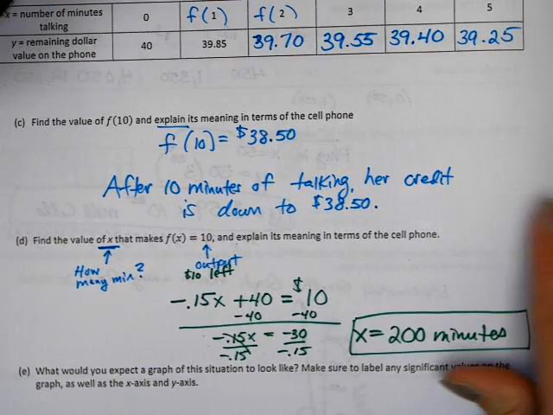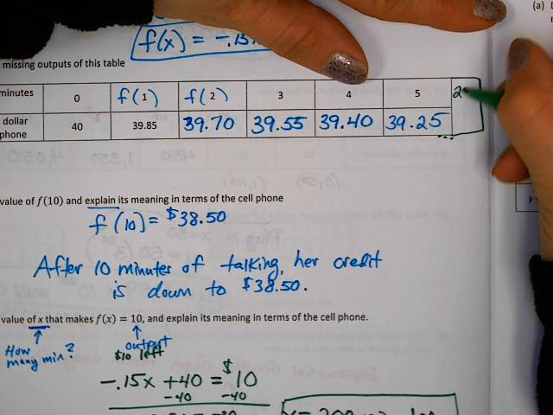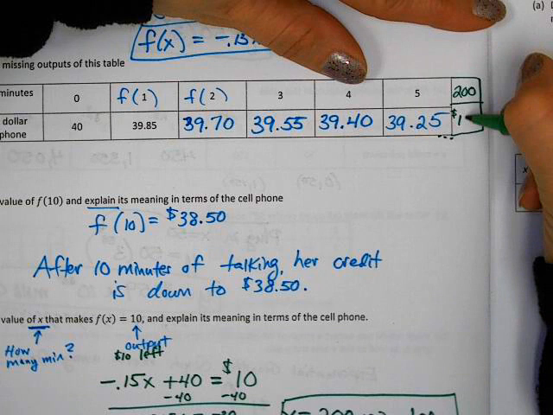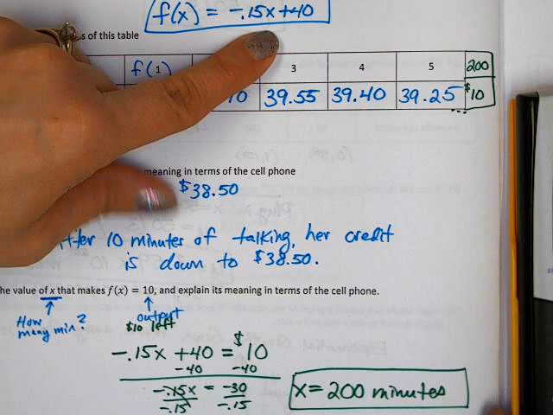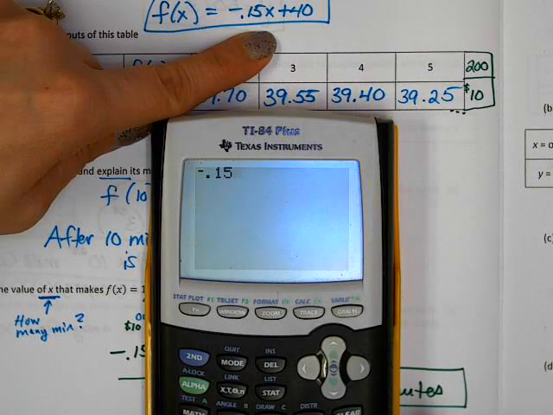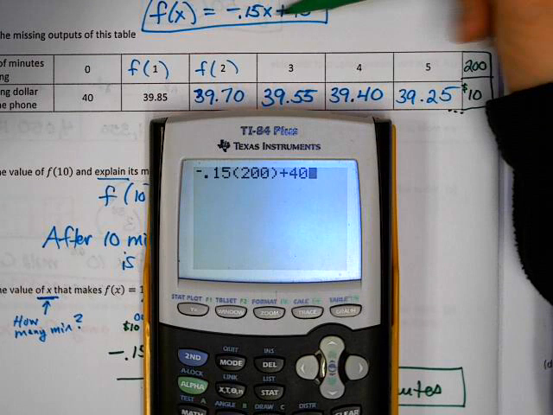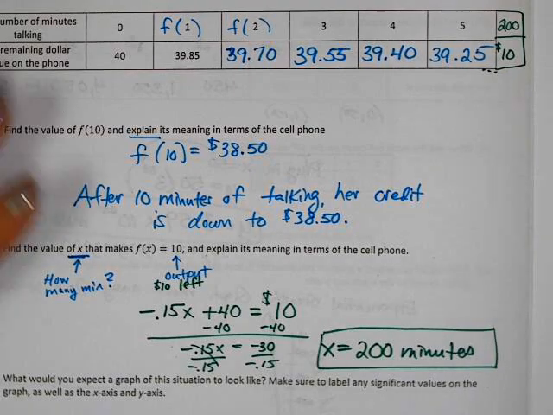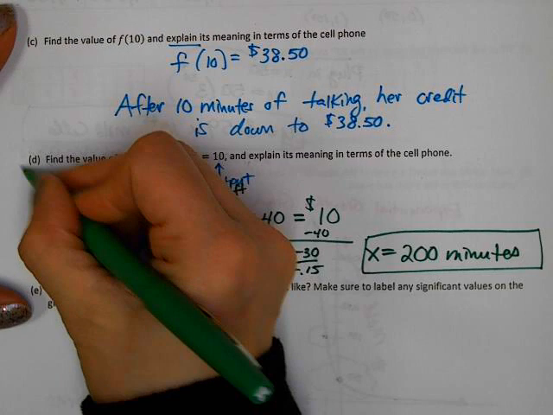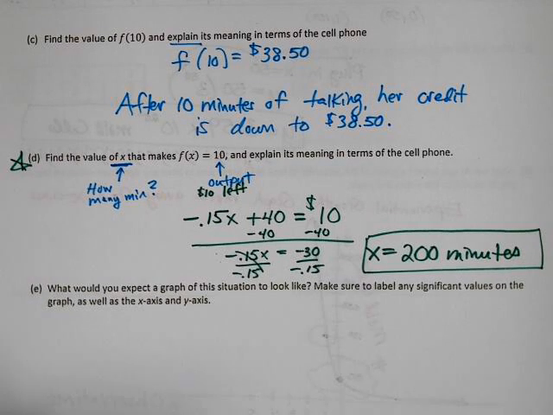We could check. The question is way up here in the chart, dot, dot, dot. If I had a chart that said 200 minutes, would that leave her with $10? Let's check. Let's take our equation, negative 15 cents, and I'm going to plug in 200 minutes. Does that leave her with $10? It does. It leaves her with $10. Okay, so I'm going to put a little star here because D was going backwards. We had to find the x by doing some algebra skills.